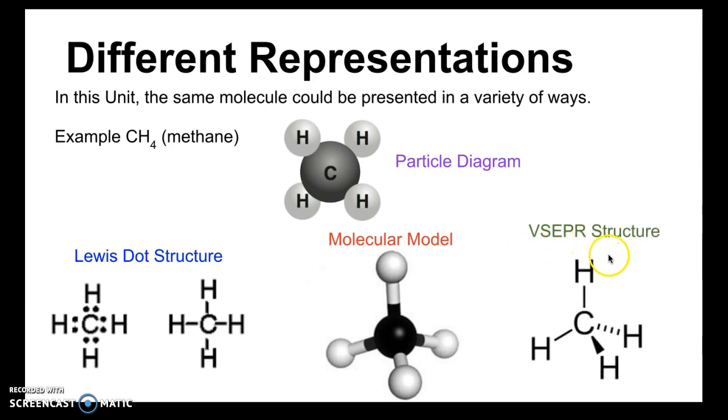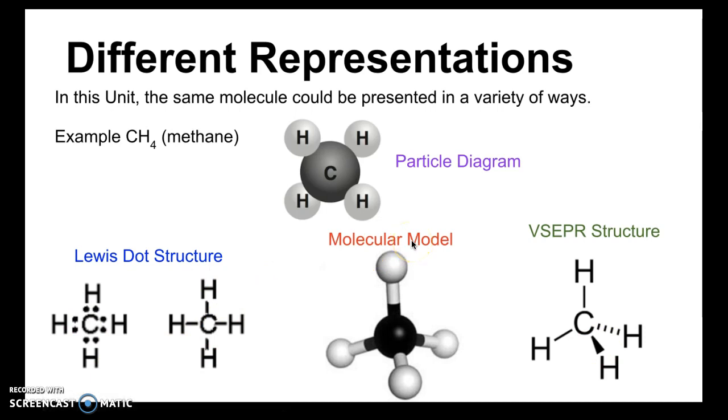And the final way is a VSEPR structure. Both the molecular model and VSEPR structure show 3 dimensions. Just that in the VSEPR structure, since you're not actually building it, you're just drawing the model, we use things like these dashed lines or this wedge to represent 3 dimensions. The Lewis dot structure, on the other hand, is not 3-dimensional, a flat 2-dimensional structure.